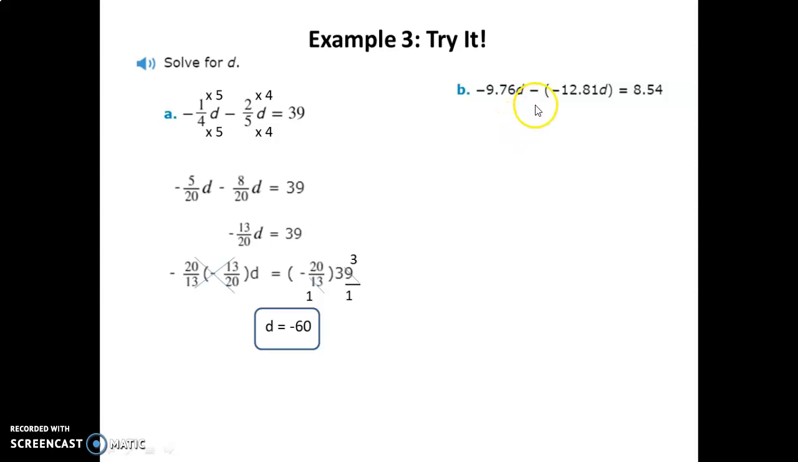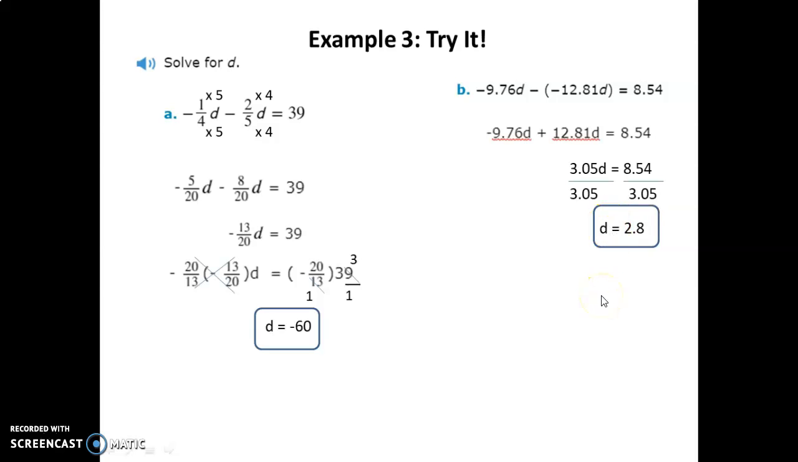Now, if they are decimals, you do the same thing. You want to combine like terms first, and these are both d's. Notice it does have minus and negative, so in that case, you want to rewrite minus a negative as a positive. Then you have a negative plus a positive, and when the signs are different, you want to subtract. So you have 3.05d equals 8.54. Then you just solve this simple one-step equation by dividing both sides.